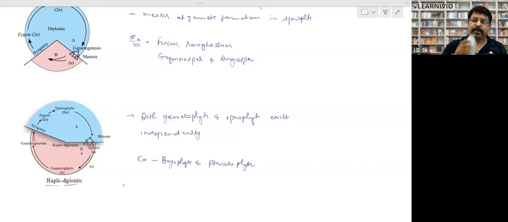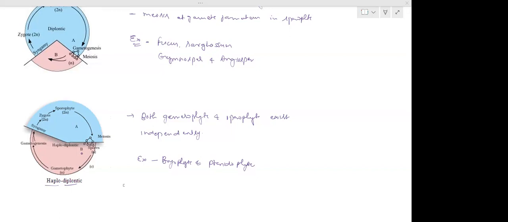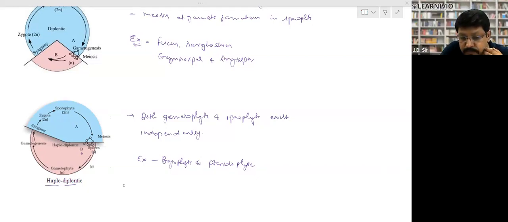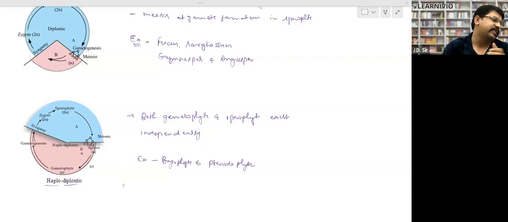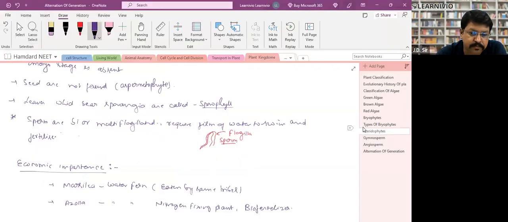Martin, tell me. Yes, sir. Pteridophytes. This type of life cycle we saw in pteridophytes. Very good, excellent. In pteridophyte, I have shown this kind of plant life cycle where you have seen two kinds of plant body. Let me remind you. Look, I will show you practically.